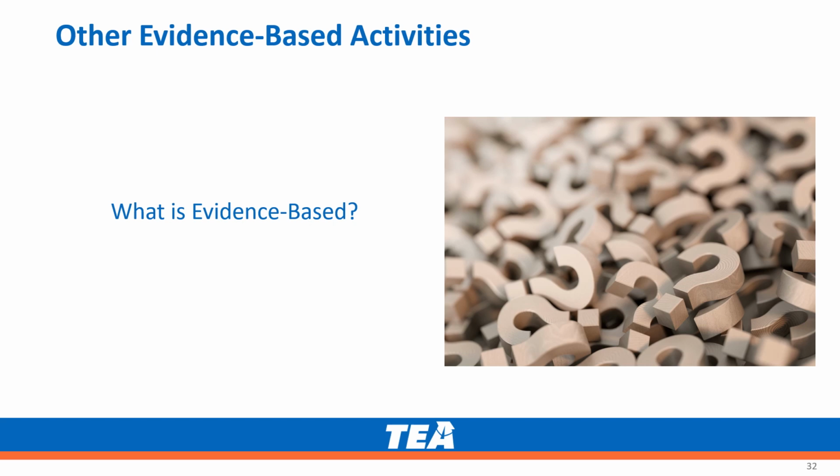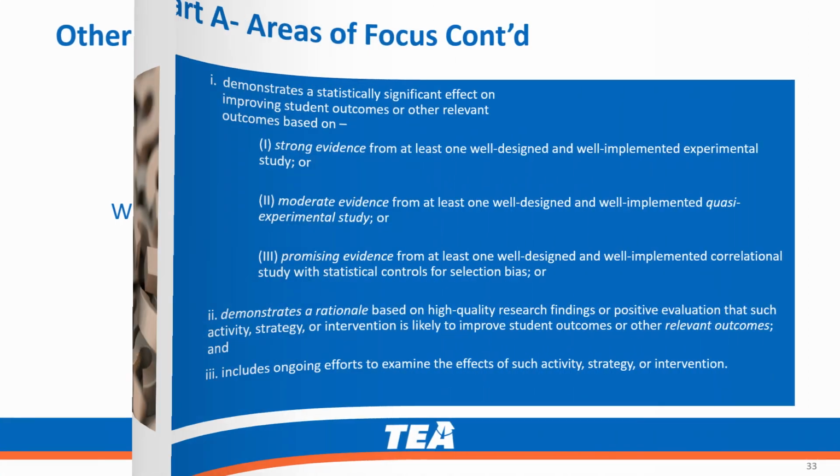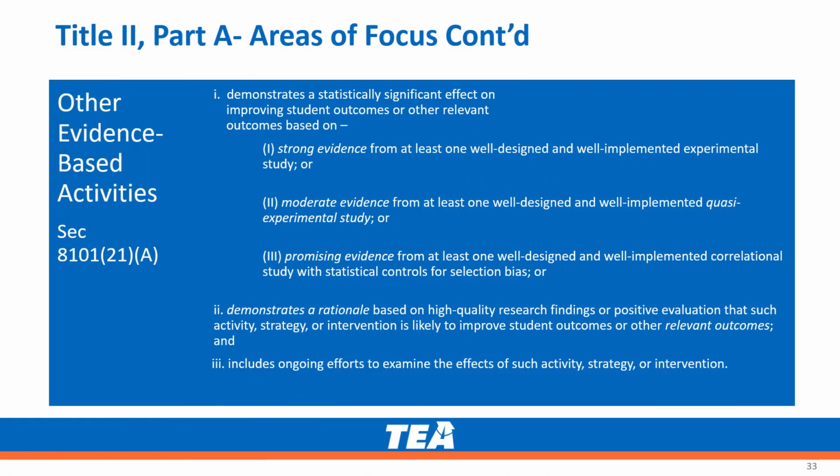The third area of focus of the Title II Part A program is other evidence-based activities. But what is evidence-based? An activity is considered to be evidence-based if it demonstrates a statistically significant effect on improving student outcomes and other relevant outcomes based on strong evidence from at least one well-designed and well-implemented experimental study, or moderate evidence from at least one well-designed and well-implemented quasi-experimental study, or promising evidence from at least one well-designed and well-implemented correlational study with statistical controls for selection bias.